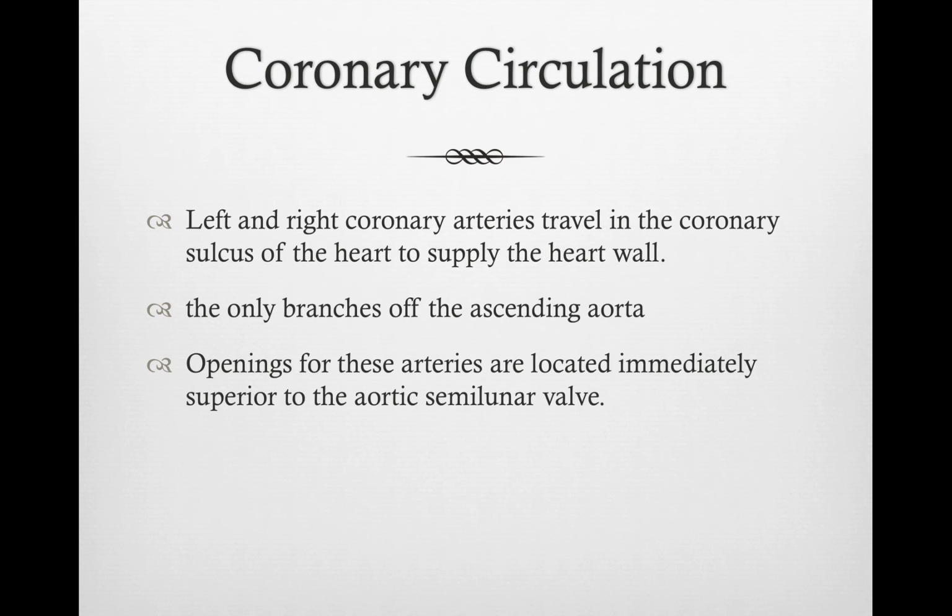That's important. So the left and right coronary arteries are going to bring oxygenated blood out to the actual heart wall, right? These branch off of the ascending aorta. These are the only branches off the ascending aorta. Remember, the next branches that we see are actually in the aortic arch. And the openings for these arteries are located literally just superior to the aortic semilunar valve.